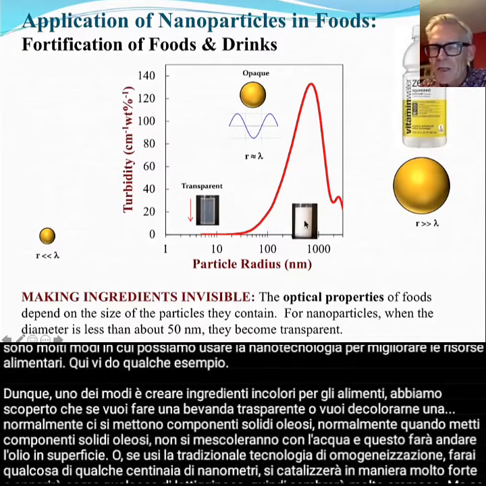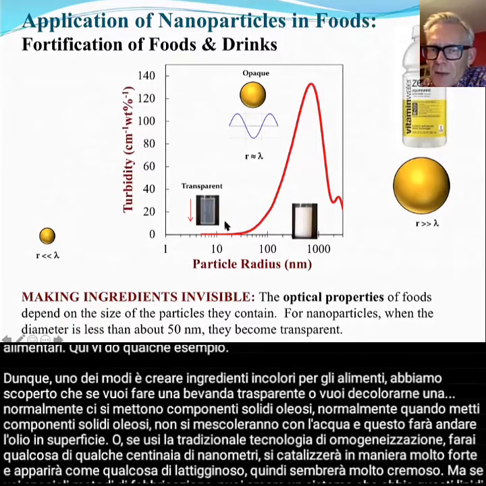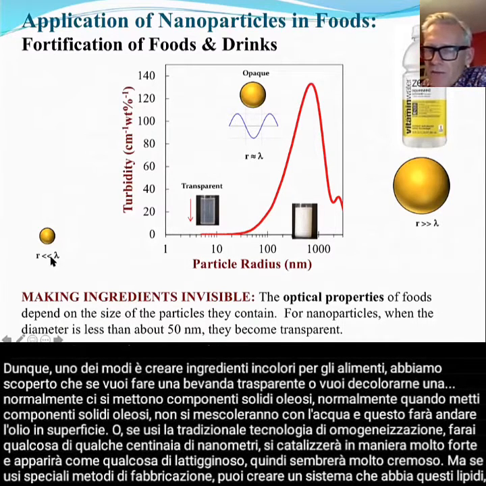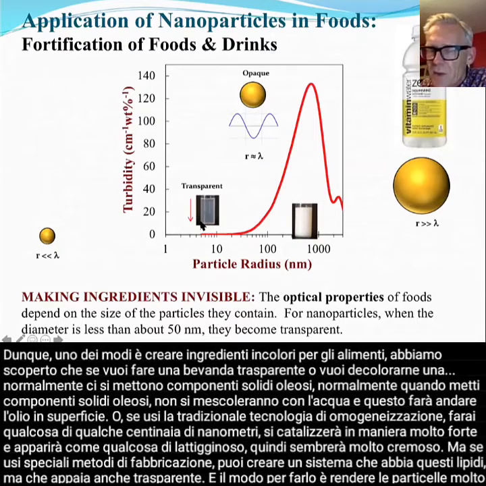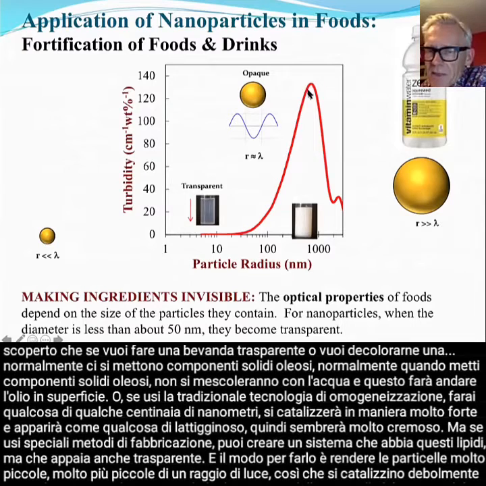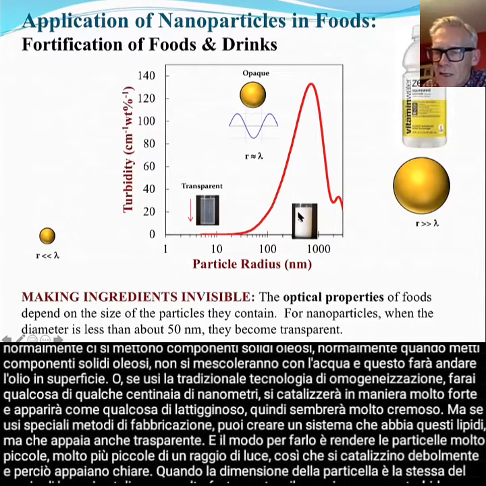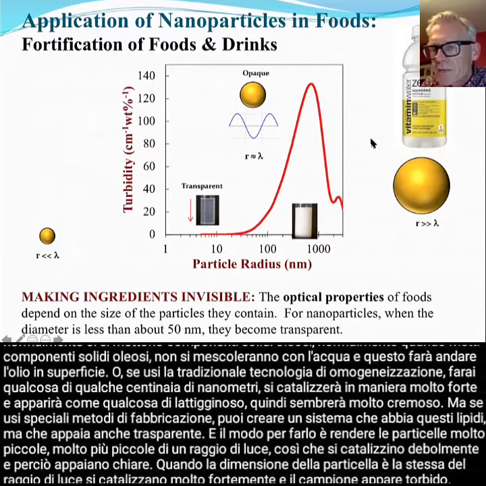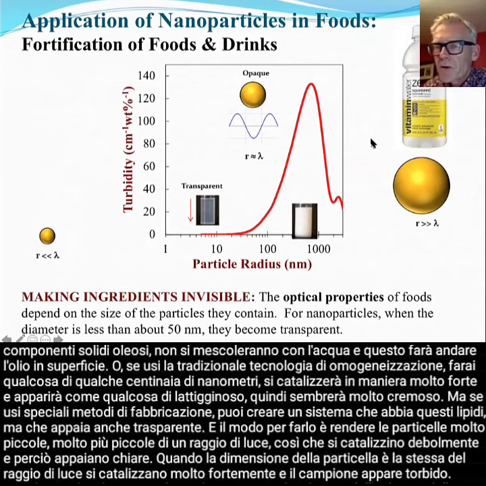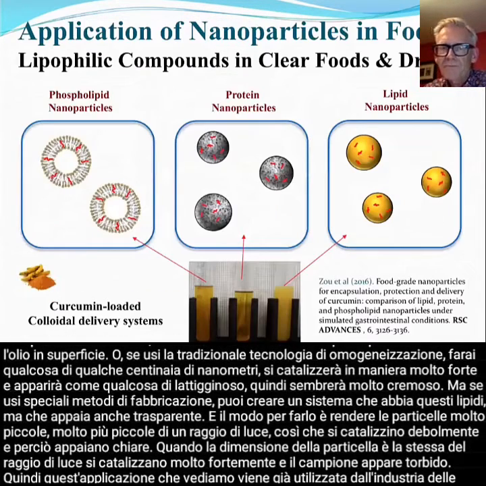So it would look very creamy. But if you use special fabrication methods, you can make a system which has got fat in it, but it looks transparent. And the way you do that is by making the particles very, very small, so much smaller than the wavelength of light. They scatter light very, very weakly, and therefore they look clear. When the particle size is about the same as the wavelength of light, they scatter light very, very strongly, and the sample looks turbid or cloudy. So this is one application which the beverage industry is already using to put oil-soluble flavors and colors and vitamins into beverage products.